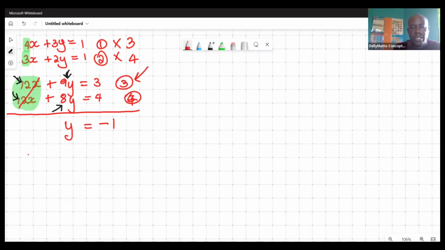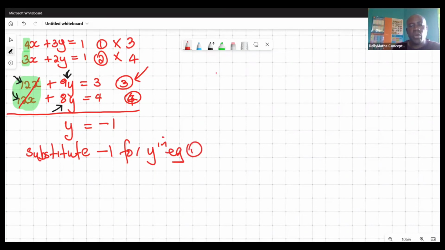Now, if I know that y is equal to -1, I can now substitute -1 for y. And I could do this in any one of the equations. I'm going to put in equation 1. So let me write equation 1 up here. It says 4x plus 3y is equal to 1. Remember, though, that -1 is equal to y. So I'm going to be substituting -1 where y is. So this is actually 3 times y. So it's going to be 3 times -1. And this is equal to 1.